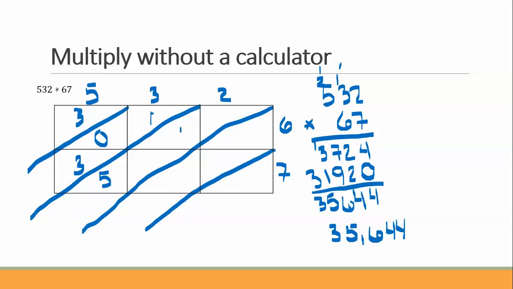Here we're going to put an 18 because that's 3 times 6. Here's 3 times 7, which is 21. 2 times 6 is 12. And 2 times 7 is 14.